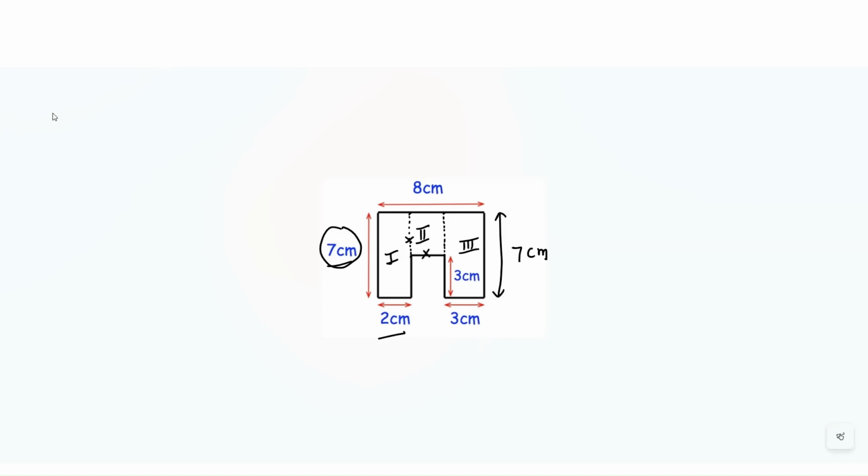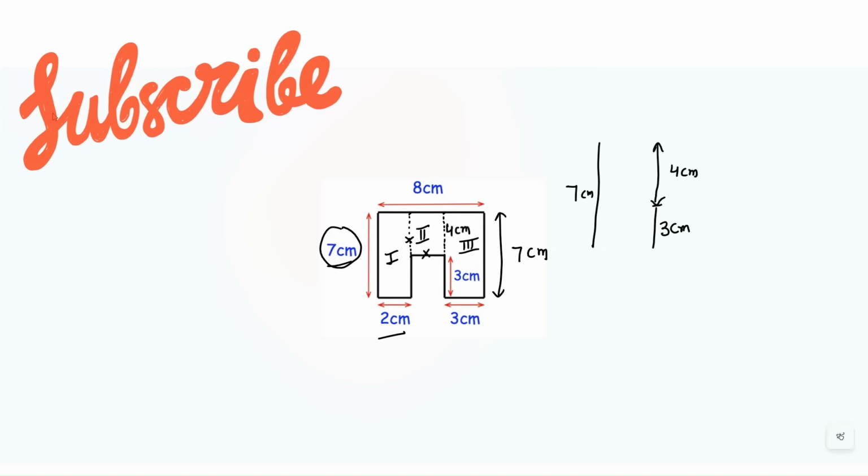To find that, the bigger one is given to us, that is 7. Then this smaller one they have given us, this is 3 centimeter. And we need to find this one, which is not given. So that means this plus 3 should be equal to 7. So this missing side length would be 4 centimeters. So this is equal to 4 centimeter.